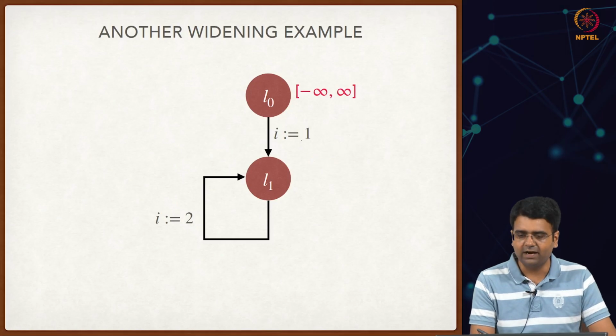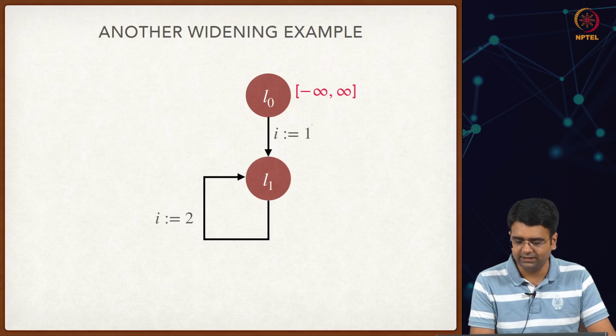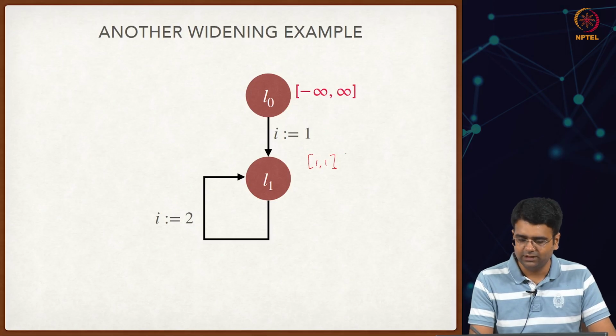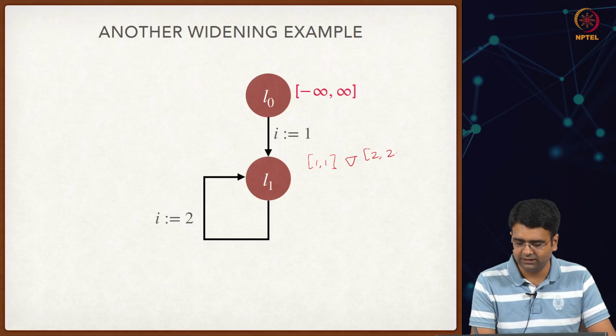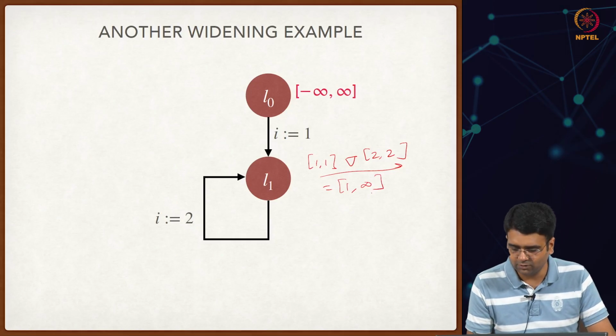But if you use Kildall's algorithm with widening, that is not what you will get. Once you propagate from L0 to L1, you will get [1,1], and then when you propagate from L1 back to itself, you will have to use the widening operator with [1,1] and the interval [2,2]. By definition, for the lower limit you ask, has the lower limit decreased? It has not, so the lower bound will remain 1. For the upper limit, you ask, has the upper limit increased? It has indeed increased, from 1 to 2, so it will just become infinity. So using Kildall's algorithm with widening, you will get [1, infinity].